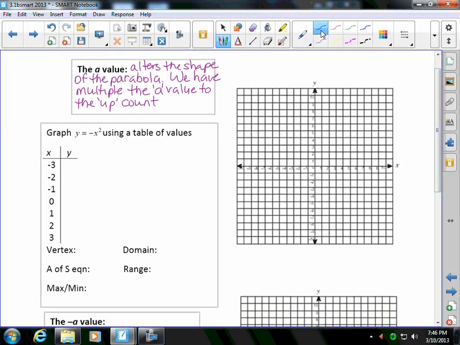So what if we have y is equal to negative x squared? So if we do our table of values for this, whatever we square, we're going to have to multiply by a negative. So we have y is equal to negative 3 all squared, so that's negative 9. So we'd have negative 9, negative 4, negative 1, 0, negative 1, negative 4, and negative 9 for values. So all I did was square the value and multiply by that negative.